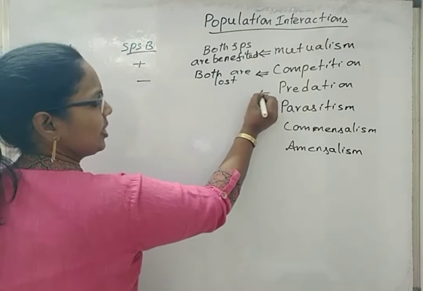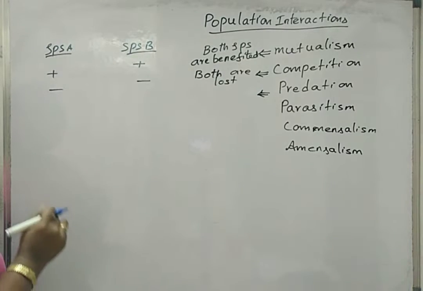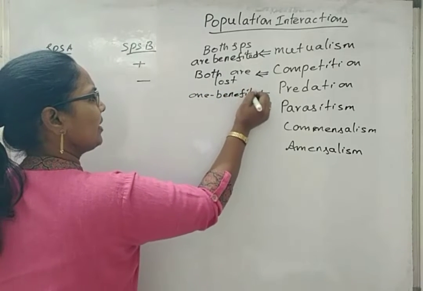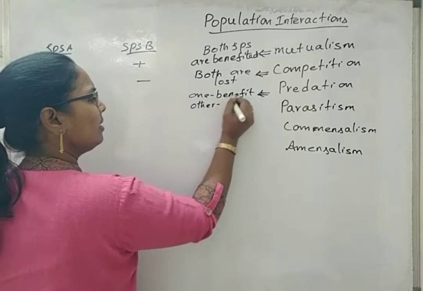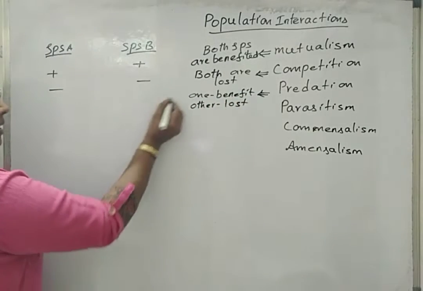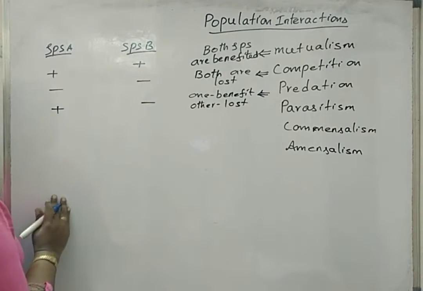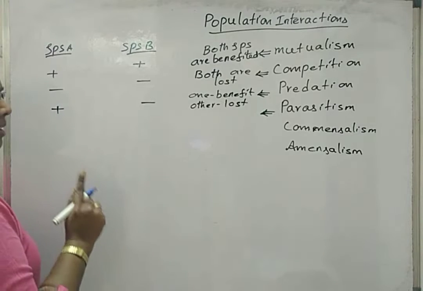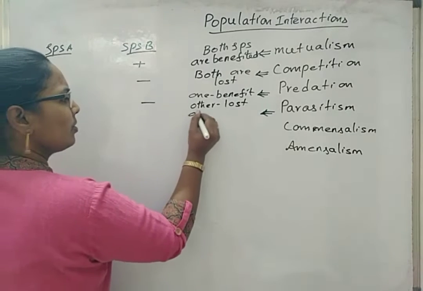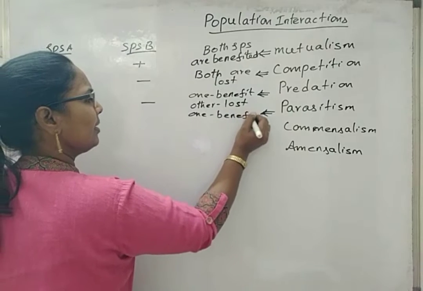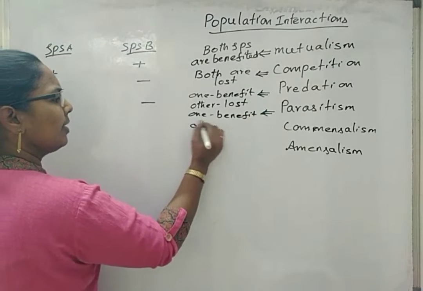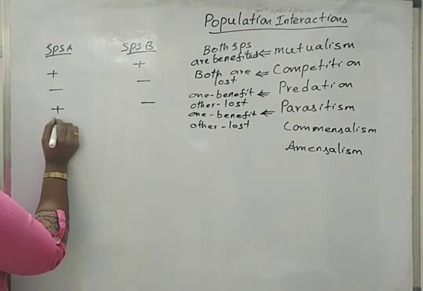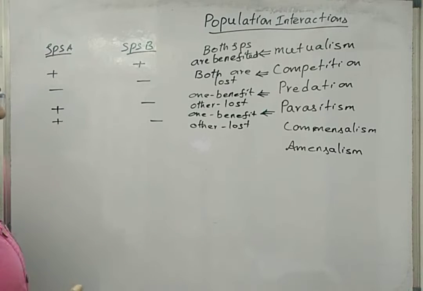In predation, one will be benefited, and the other will be lost or non-benefited. So we indicate with plus and minus signatures. In parasitism also, one will be benefited, and the other will be lost or non-benefited. So again we indicate with plus and minus signatures.